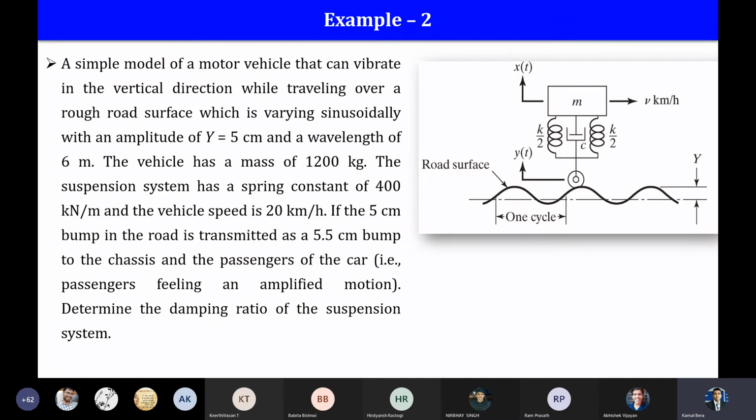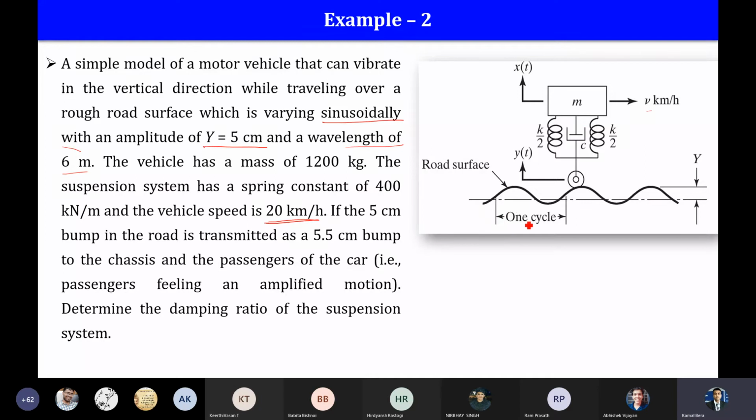So the main idea here is that the vehicle vibrates in the vertical direction while traveling over a rough road surface, varying sinusoidally. This is an idealization, right? Obviously, the road is not exactly sinusoidal, but we are considering the road bump as a sinusoid with an amplitude of y equals 5 centimeter. It has some wavelength given, and the vehicle speed v is also given.